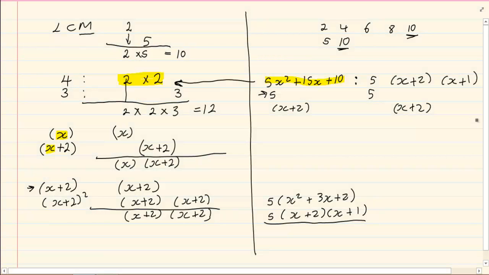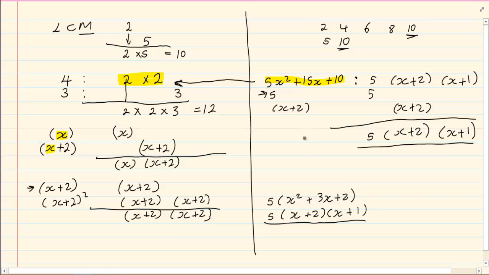When we're looking at our answer, we have to take each column. So for the first row we have a 5, for the second row we have x plus 2, and for the last row we have x plus 1, which will give me my LCM for the following 3 terms.